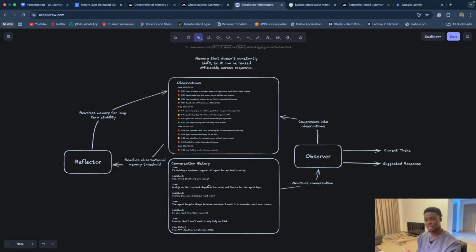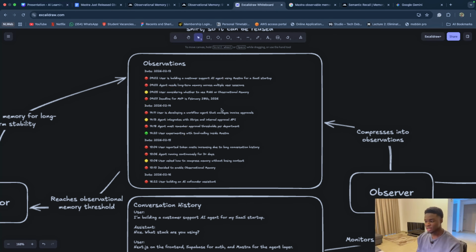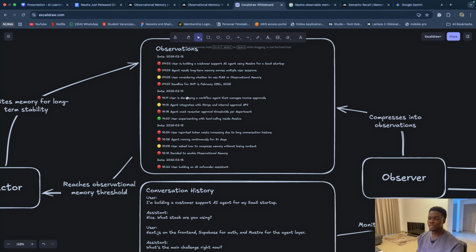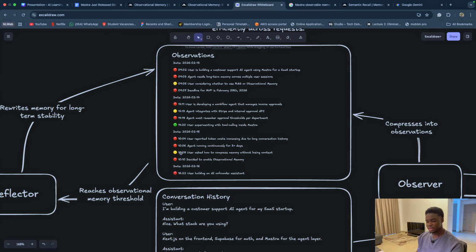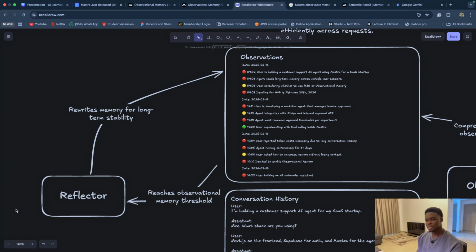compress all of your conversations into observations and store them inside of the observations panel. Right, as this also increases, right, and it reaches the observational memory threshold, this part of the system, which acts similar to how our brain retains memory longer, sort of reflects on the information, reorganizes them based on our preferences, and then compresses them into more useful facts.